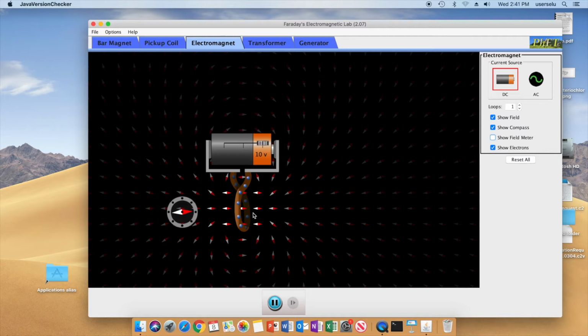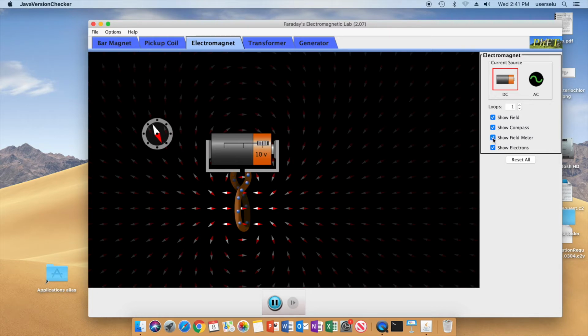Use your right hand, point your thumb coming out of the top of the loop, and notice your fingers curl to the right inside the loop. Put your thumb going into the bottom of the loop and still inside the loop, your thumb points so that your fingers are coming to the right.